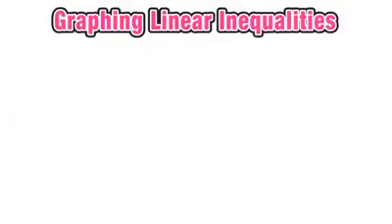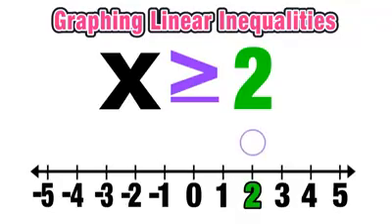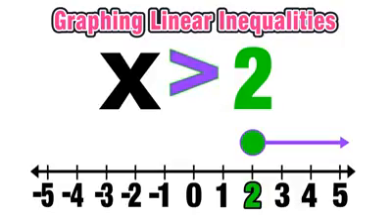So if you're seeing this for the first time, it might be a little confusing. So before we get into any examples, let's just try to clarify here. If we had the inequality x is greater than or equal to 2, we could say that the solution is any value greater than or equal to 2. So any number larger than 2 and including 2. However, if it was just a greater than symbol, x is greater than 2, our solution would be any value greater than 2, but would not include 2.